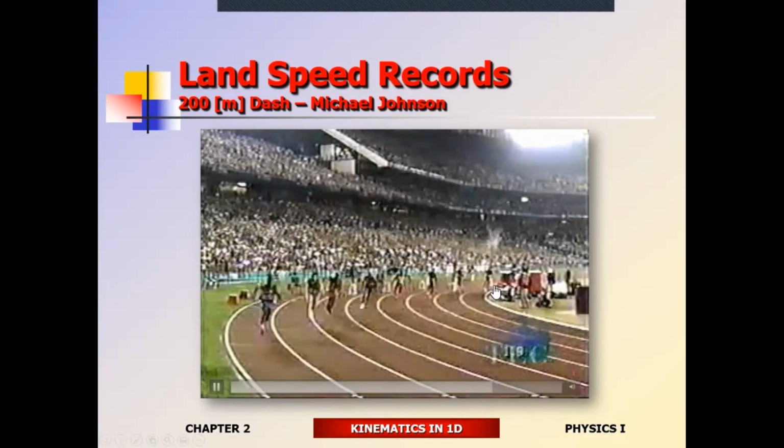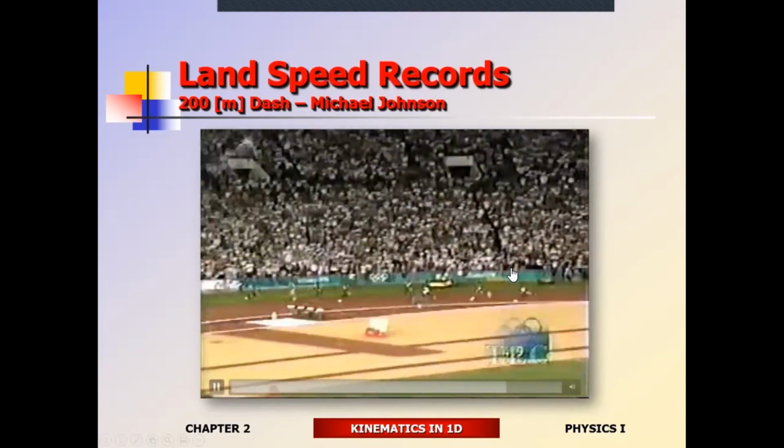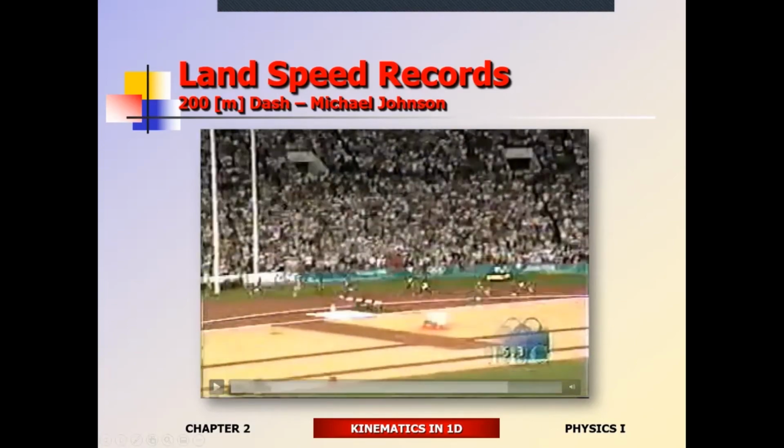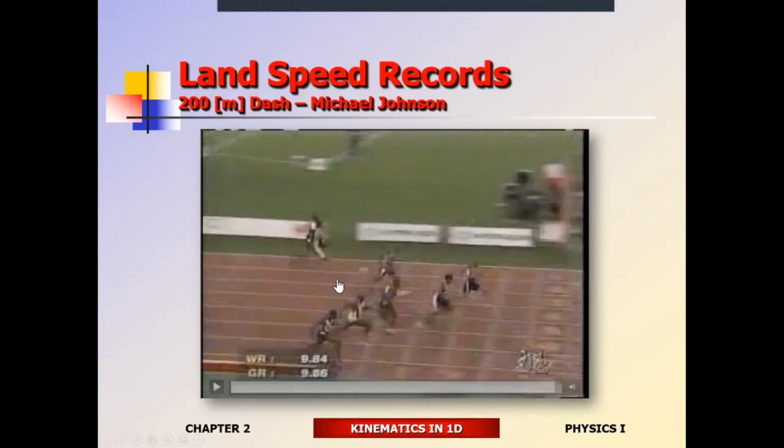You've got Johnson. Johnson smashed the world record with a time of 19.32 seconds for 200 meters. Versus this guy, Green, 100 meters in 9.79 seconds. So who's faster? A couple of things are going to happen.